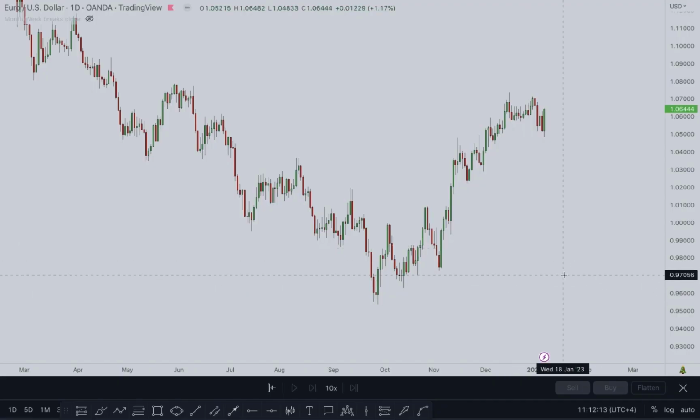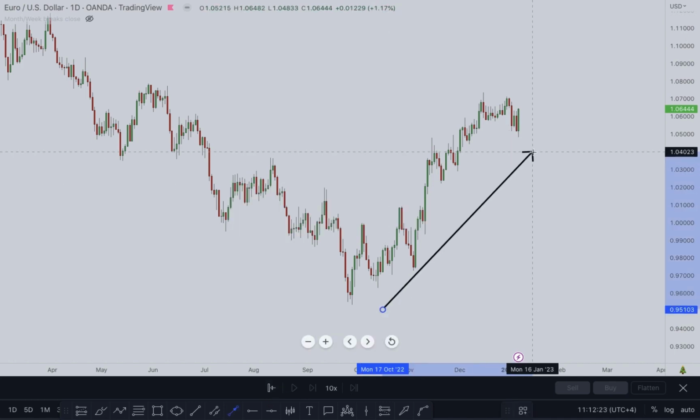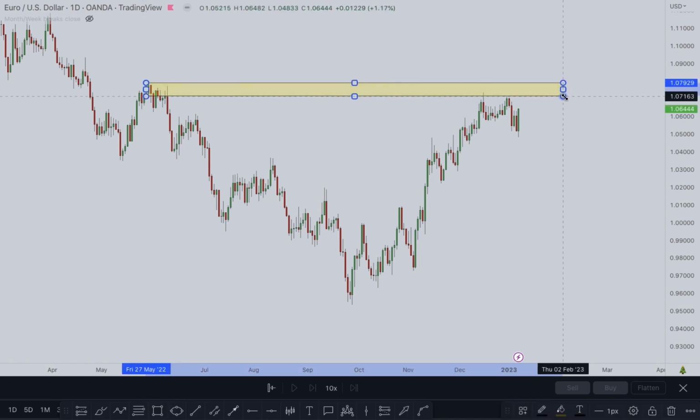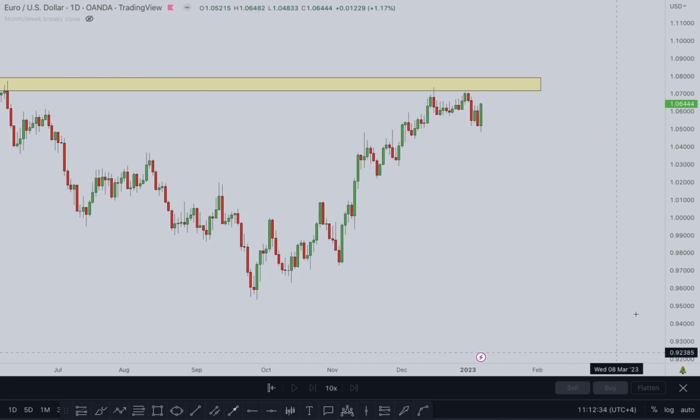So we will start off our analysis on the daily time frame of EURUSD. Price is just trading to the upside, so we are currently in an uptrend, right? Looking to my left, I can also see this resistance level, and this is the highest the price went to before the close of the year.